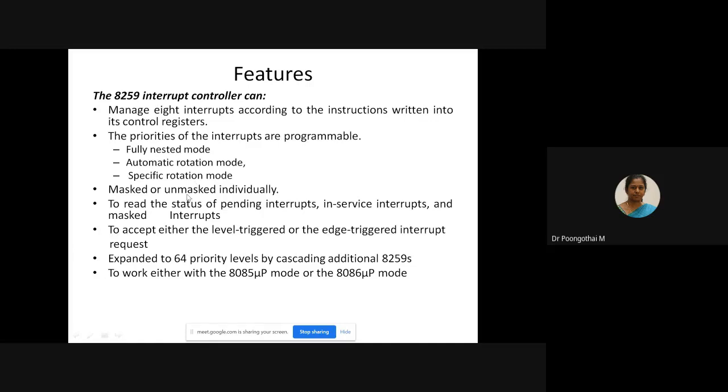Next, the interrupts can be masked and unmasked individually, and it also provides the status of pending interrupts, in-service interrupts, that is the interrupts currently being serviced, and masked interrupts. 8259 is programmed to accept either level-triggered or edge-triggered interrupt signals. During the cascading mode, the interrupt capability is expanded up to 64 interrupts. So it can accept 64 interrupts in the master-slave configuration, and it is programmed to work with either 8085 or 8086 processor. So these are the features of your 8259.